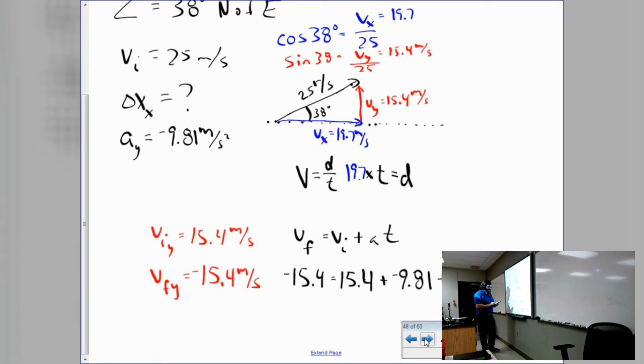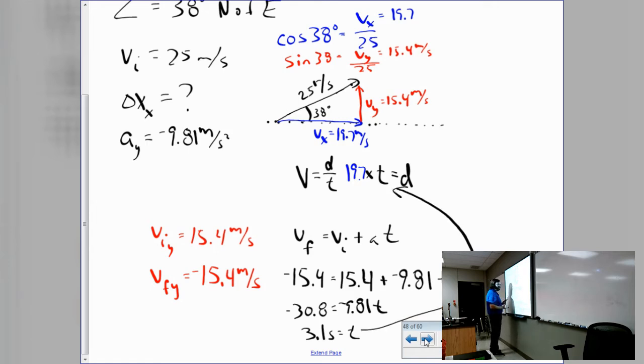So I'm going to subtract 15.4 to the other side. Negative 30.8 is equal to negative 9.81 t. Divide that by 9.81, and you get time of 3.1 seconds. That's how much time it takes to go up and come back down. Well, that is also the same time it takes to go horizontally. So I can take that information and plug it in right here.